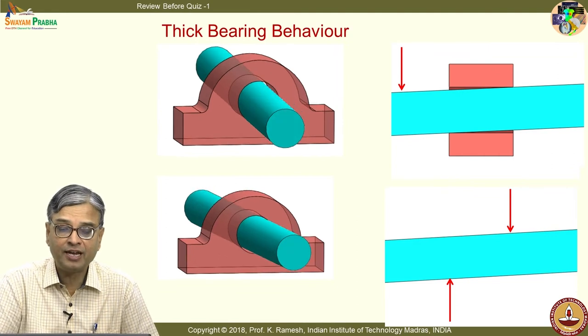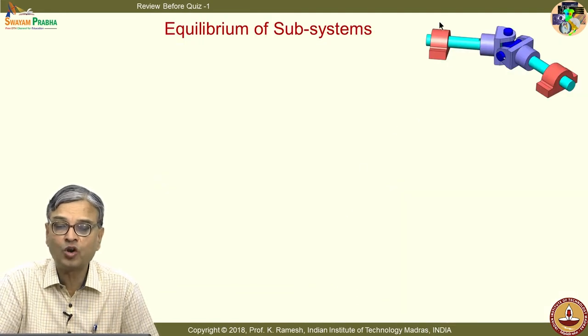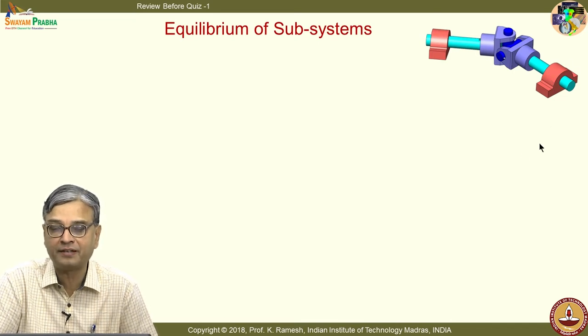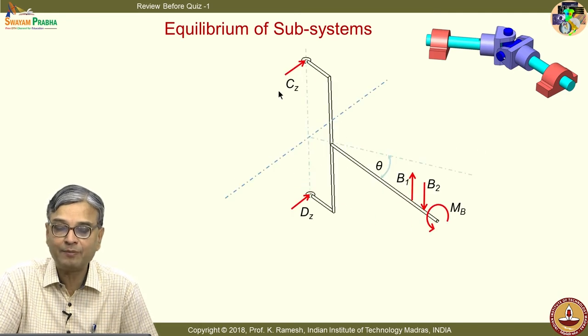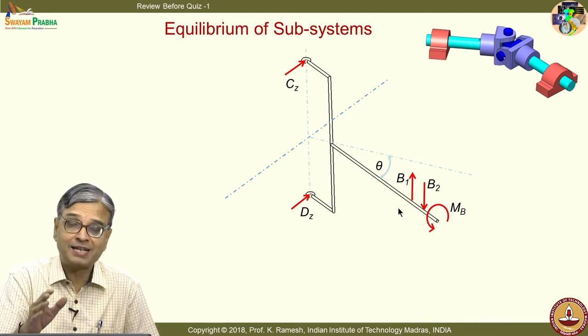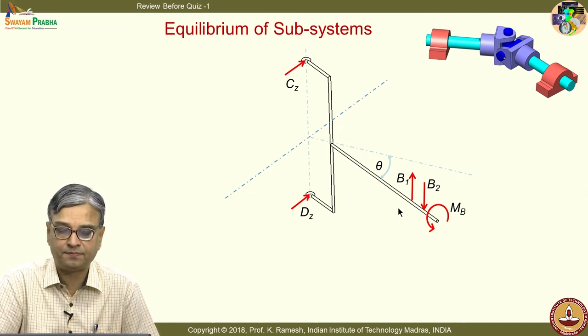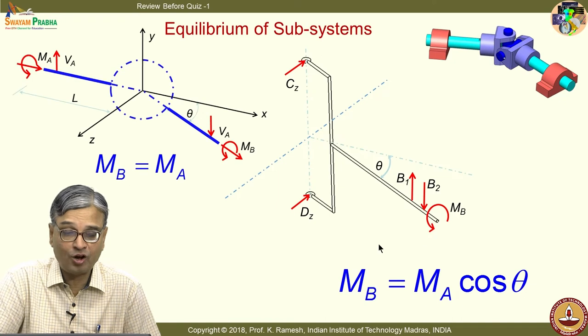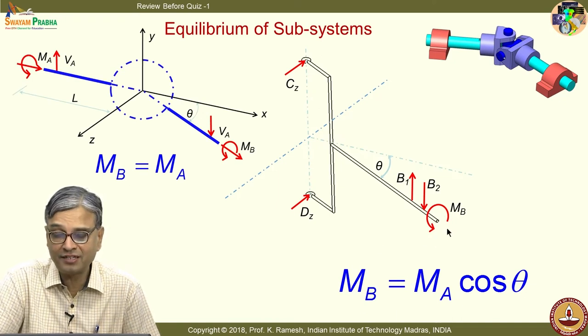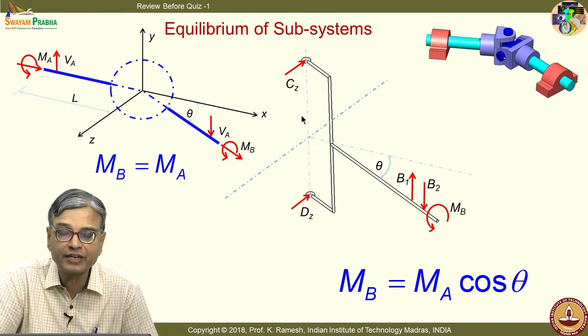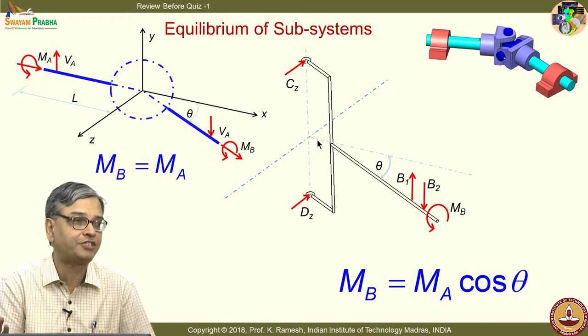And when they do this analysis, the bearing can no longer be idealized as a thin bearing, it should be idealized only as a thick bearing. And when you translate it in the free body diagram, I would have two forces acting at the place of the bearing. And when you do this, the subsystems as well as the system as a whole remain in equilibrium. And you get an altogether different answer. The torque here is MA cos theta for this particular configuration. For another configuration, the expression would change.